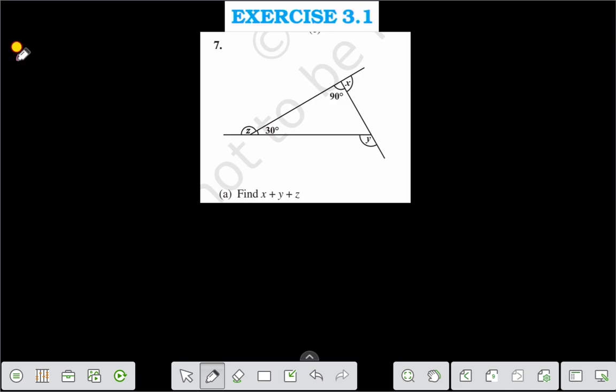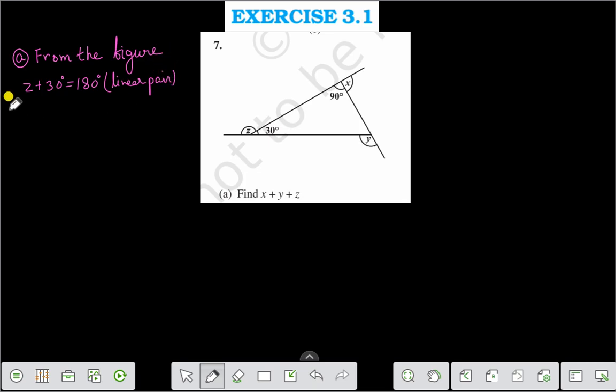This is the solution of the question. Here from the figure we find that z plus 30 degree is equal to 180 degree, because this is a linear pair.